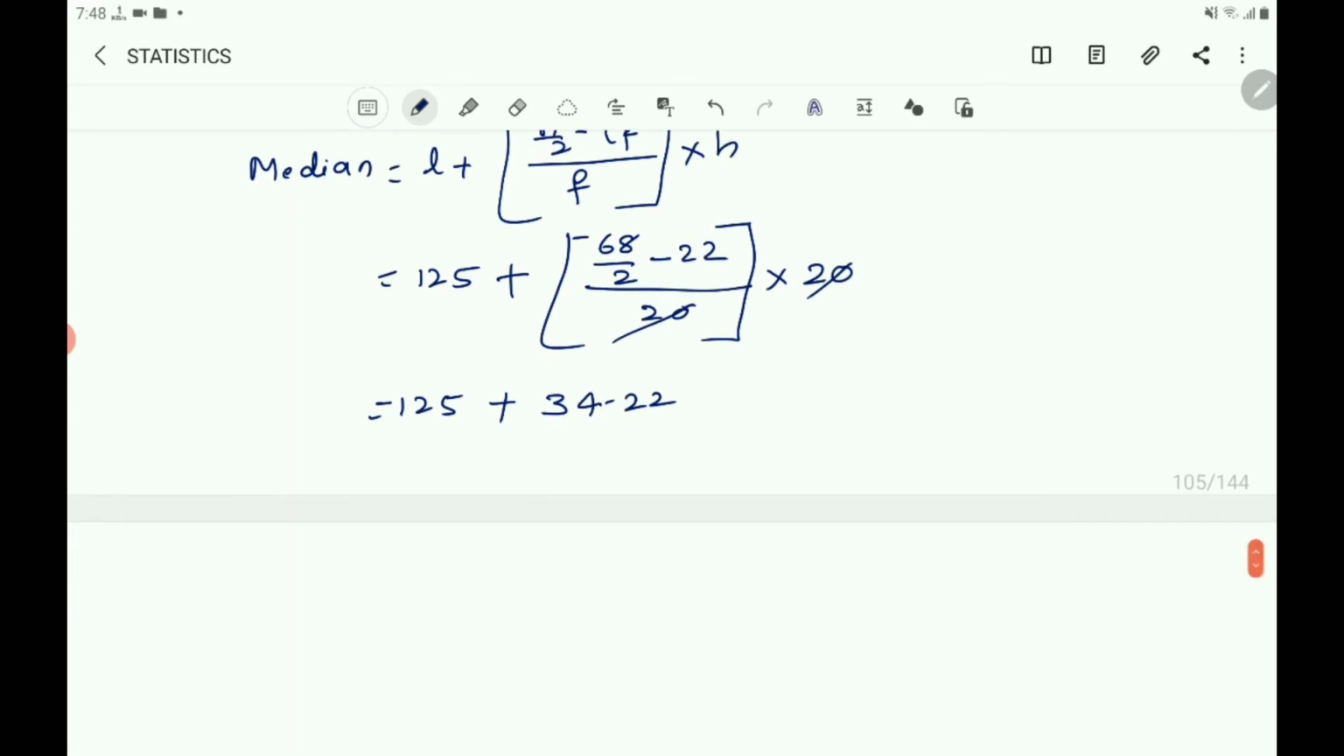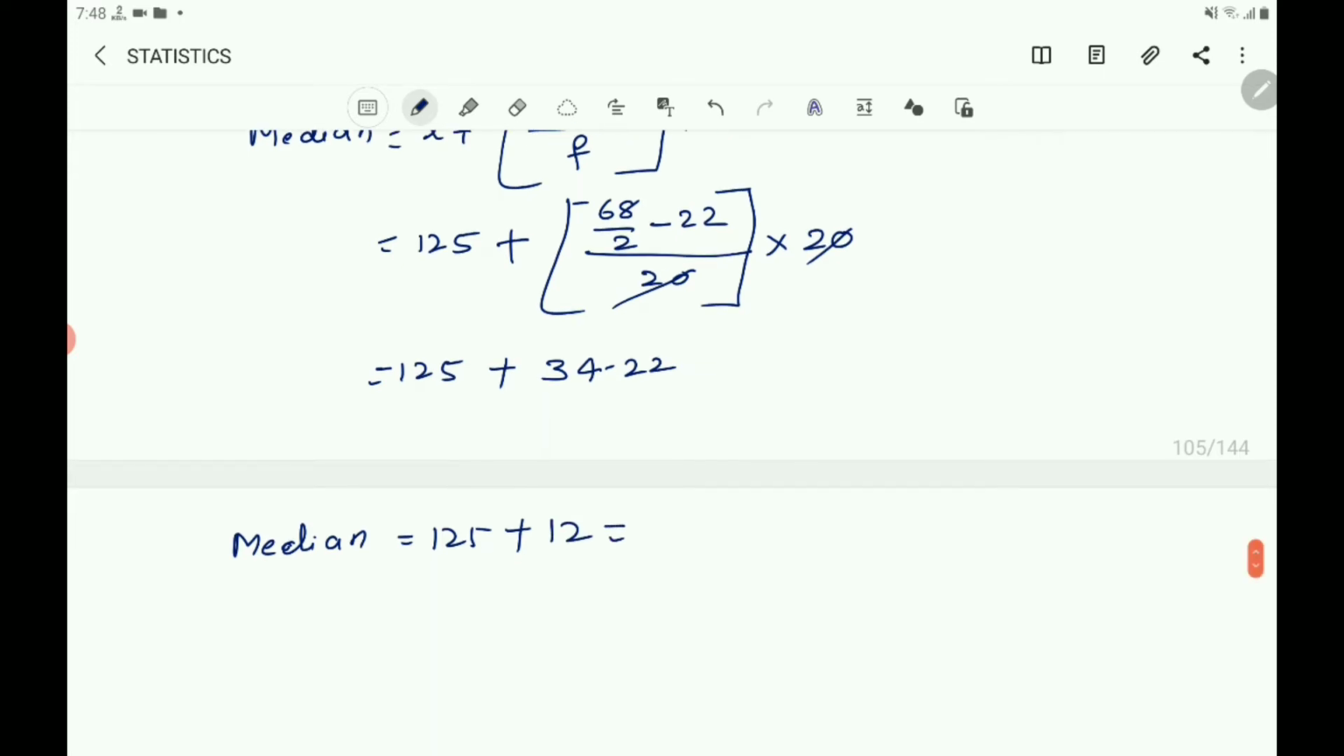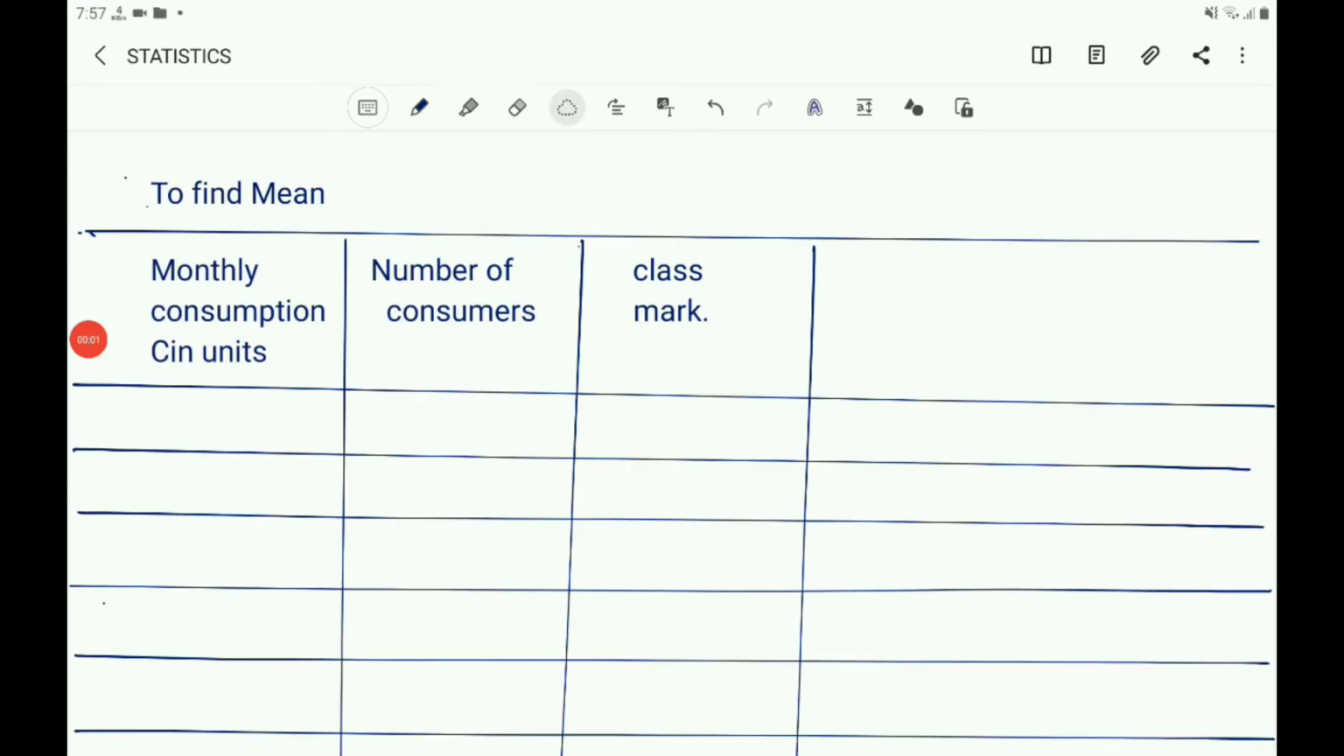Then you write, therefore median equals 125 plus 34 minus 22 is 12. That equals 137 units. So what is the median? 137 units. Now let us find the mean.